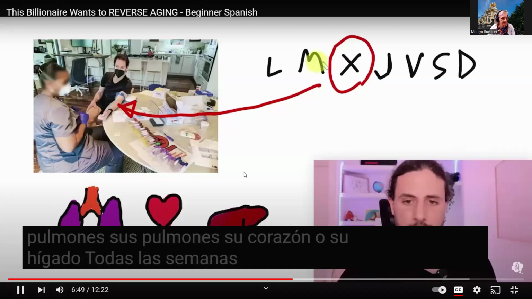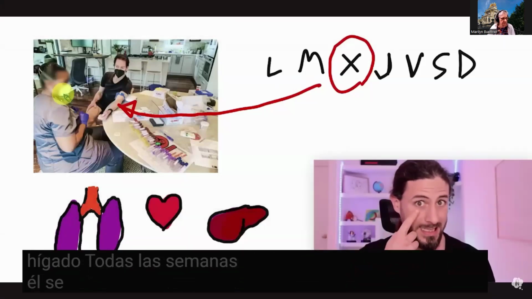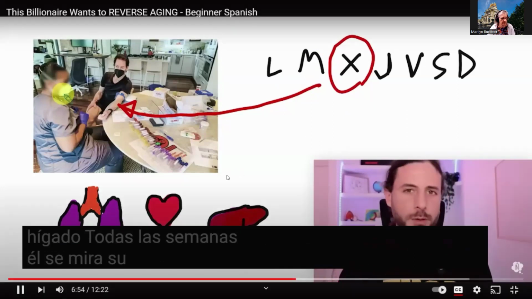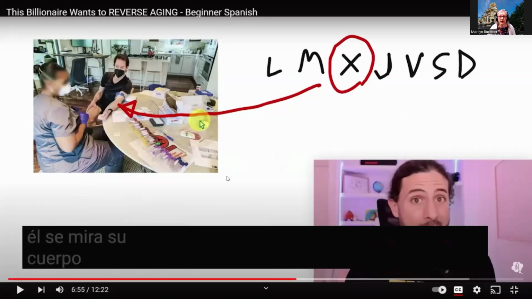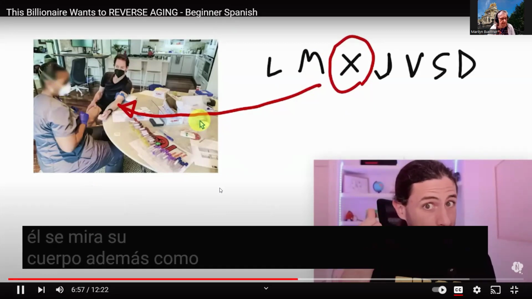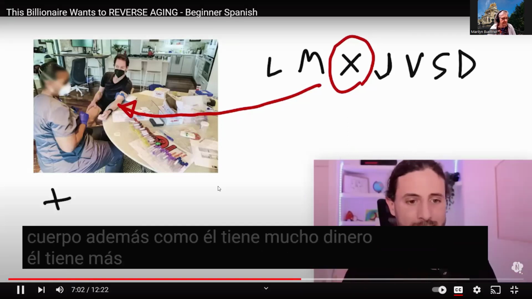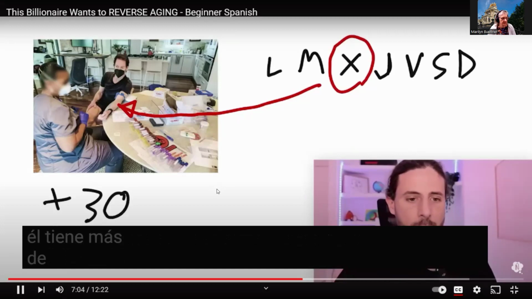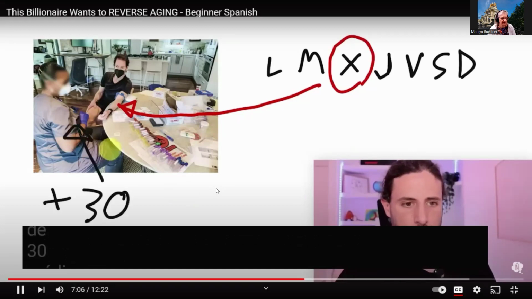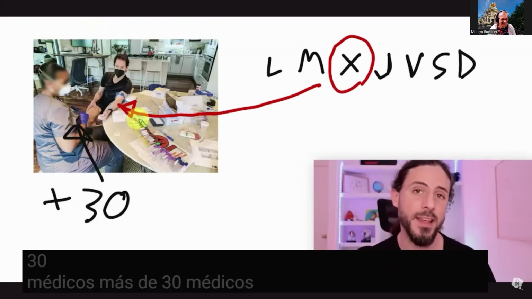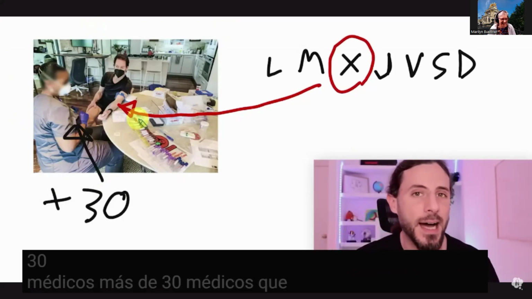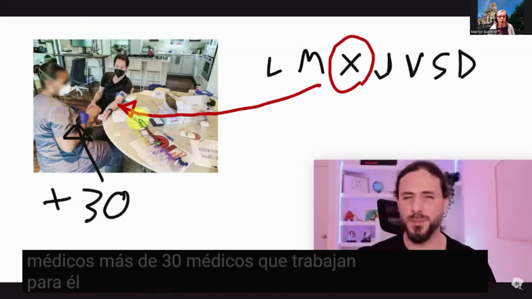Todas las semanas, él se mira su cuerpo. He takes a look at himself, his whole body condition. Además, como él tiene mucho dinero, más de 30 médicos que trabajan para él. Besides, since he's got a lot of money, he's got more than 30 doctors who work just for him.